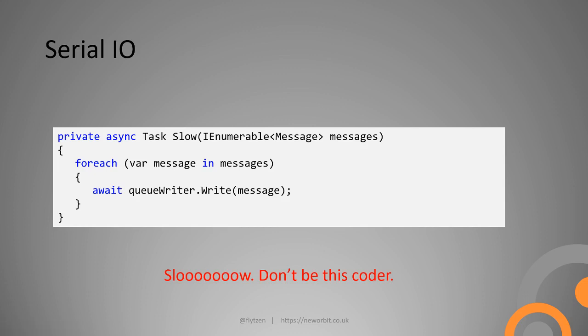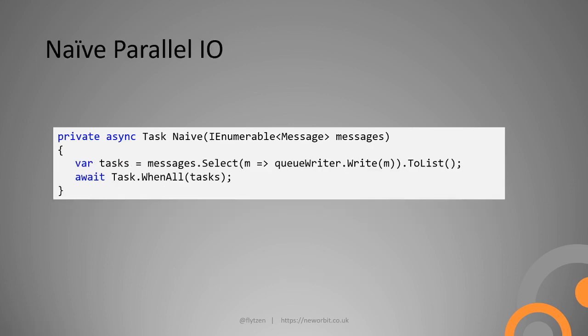For example, in Azure queues, you will find if you need to write a few hundred messages to a queue, this becomes quite a noticeable delay. It does take time. So you might be tempted to do something like this, where you say, okay, I've got all of my messages, so I'm just going to use a bit of LINQ magic to take all of the messages and send them all to the queue writer and give me back a list of tasks, and then I'll just sit and wait for them all. So now you have completely parallelized it. All of the messages are going to be written at the same time, and Bob's your uncle.